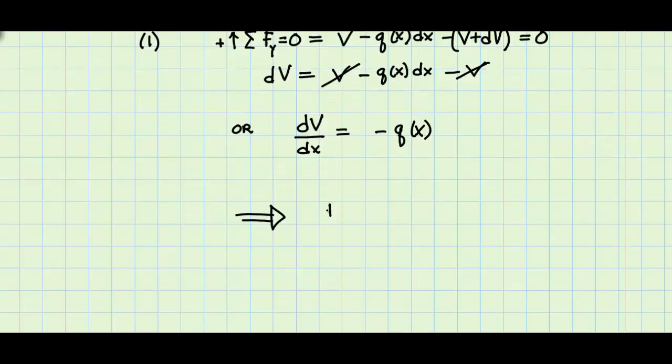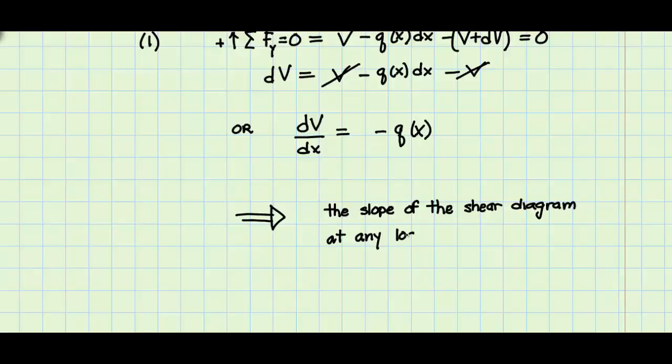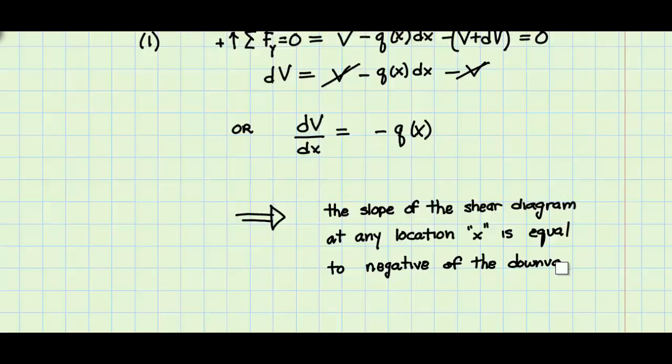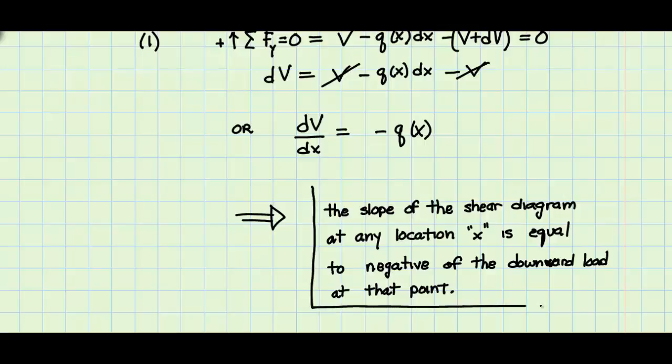Look at this equation in relation to a shear diagram for the beam. The change in shear dV over the distance dx would be the slope of the shear diagram. So, the slope of the shear diagram at any location x along the beam is the negative of the value of the downward load at that point. Let's call this rule number 1.